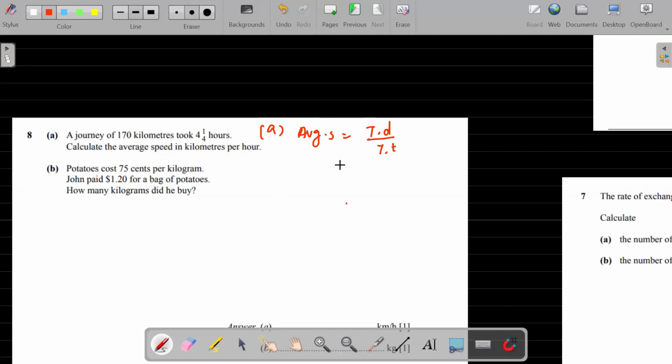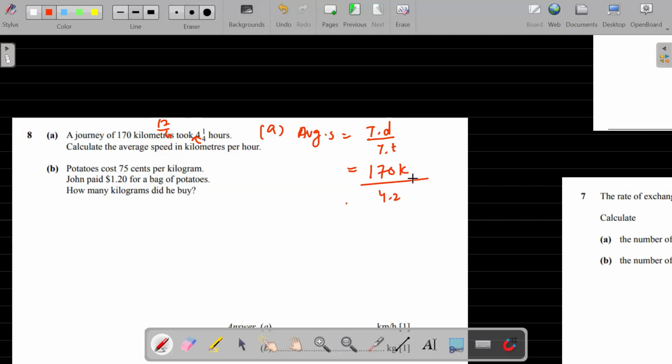So what are we going to do now? We can see that the total distance is 170 kilometers and the total time is 4 and 1 by 4. Let's convert this 4 and 1 by 4. This is a mixed fraction or compound form. We are going to convert this into a normal fraction or decimal. 4 times 4 is 16, 16 and 1 is 17. 17 divided by 4. I'm going to convert this into decimal. 17 divided by 4 is 4.25.